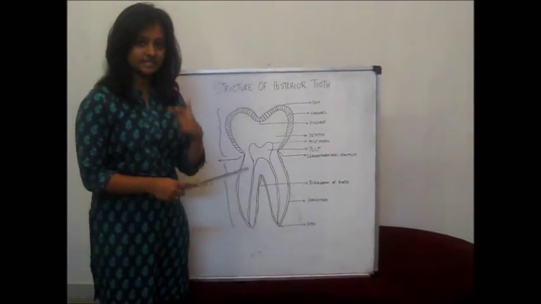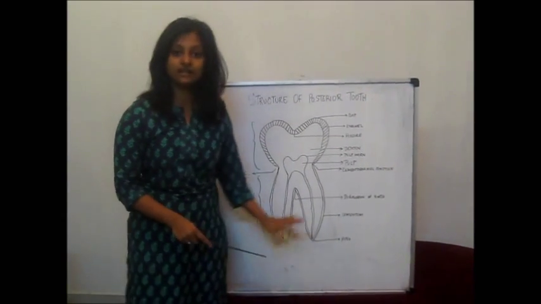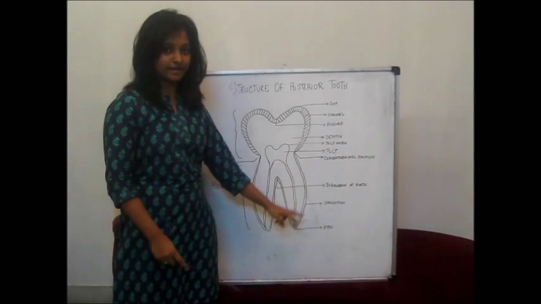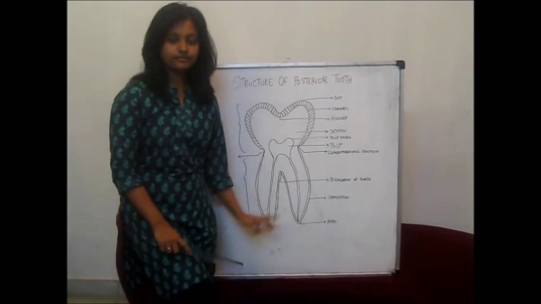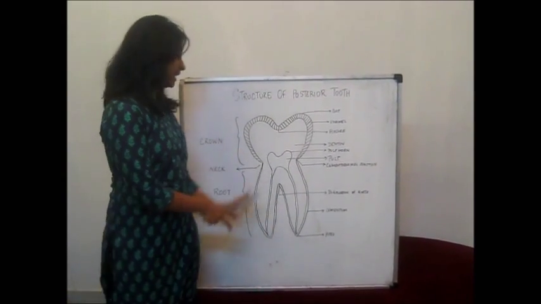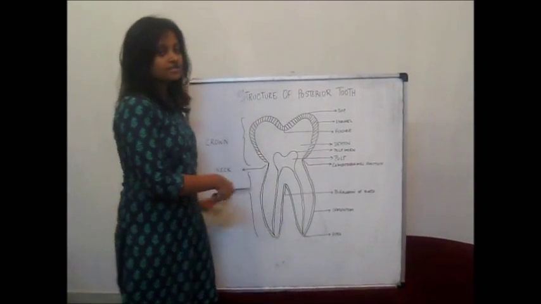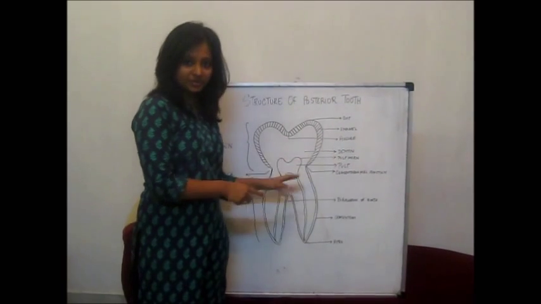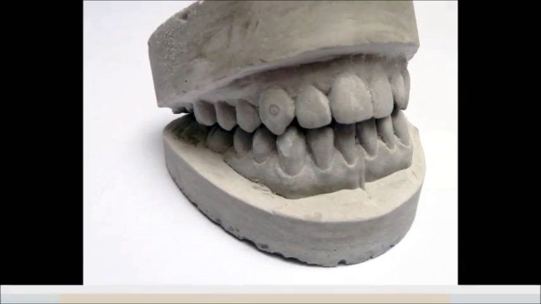The pinkish layer that we see in our mouth is nothing but the gums or the gingiva. And surrounding the root is the cementum. Like the name suggests, cementum is a cementing material which attaches the root of the tooth to the surrounding bone. So cementum is surrounding the root, whereas the enamel is surrounding the crown.